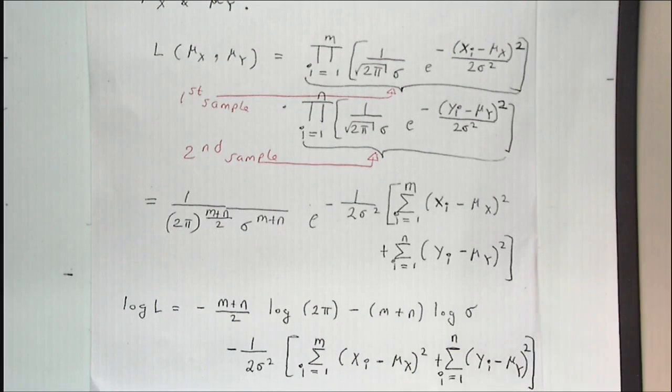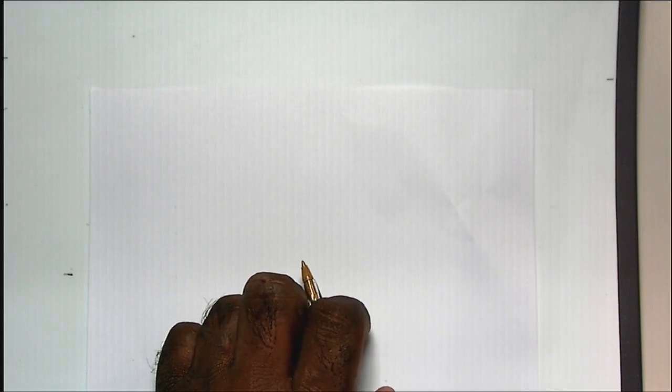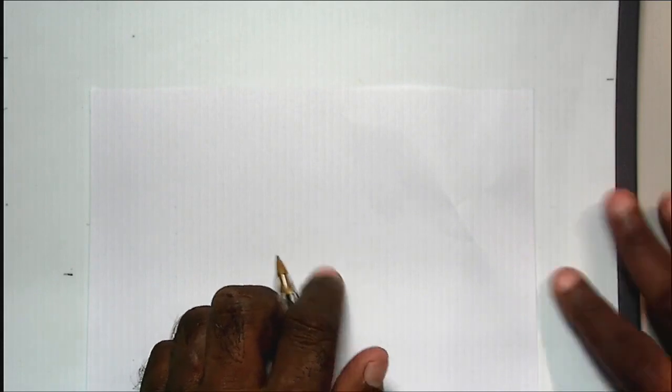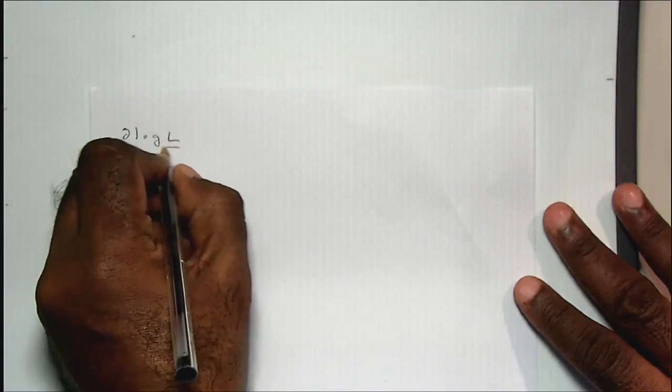All right, this is the log of the likelihood function. And the next thing is I'm going to put this over here, guys. So hopefully you can see this. Because we have two parameters, mu x and mu y, we need to find the partial derivatives. First with respect to mu x, and secondly with respect to mu y. All right? So I'm going to first find the partial derivative of the log likelihood.